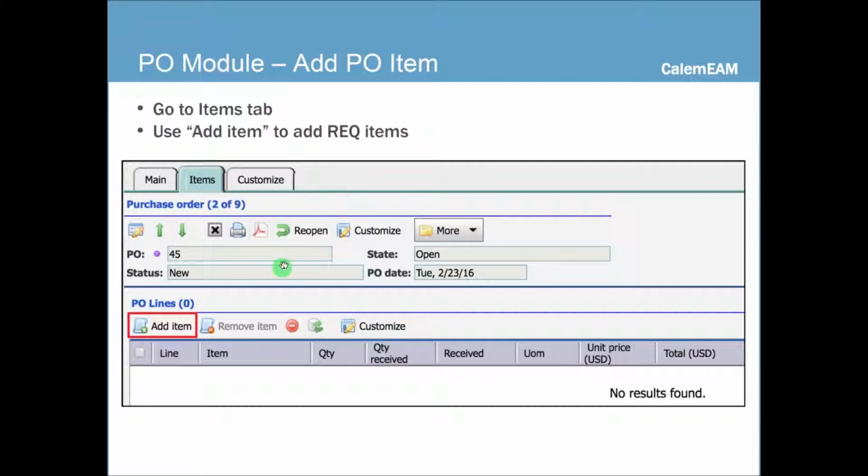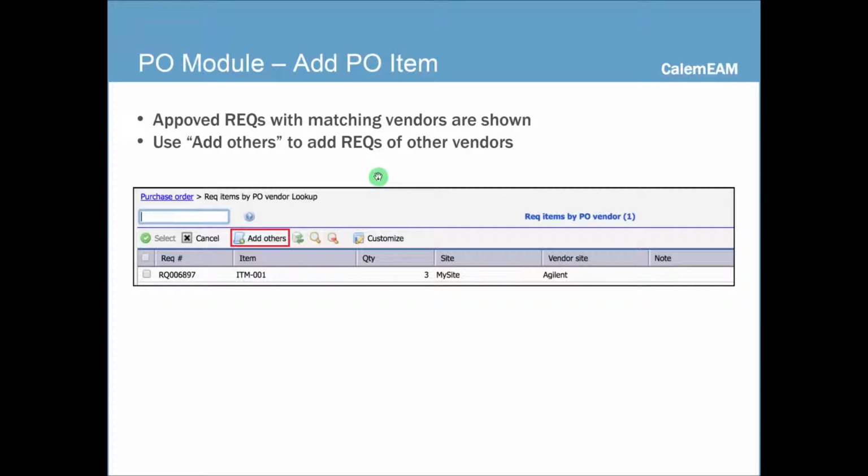After the PO is created, you may go to the Items tab and click this Add Item menu button to add approved requisition items. All the items of the matching vendor for the PO are shown here. And you can always use Add Others to select other approved requisition items for other vendors, so you can place them on this PO.